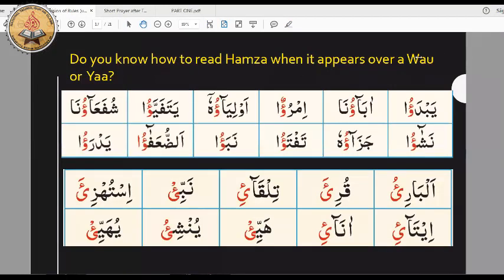Today we are looking at the revision rules we started over the last couple of weeks. Some students are still entering the classroom, so I'm entering them as well at the same time. Today we are going on to this rule: do you know how to read Hamza when it appears over a vowel or a ya? A1106, do you know how to read a Hamza when it appears over a vowel or a ya?